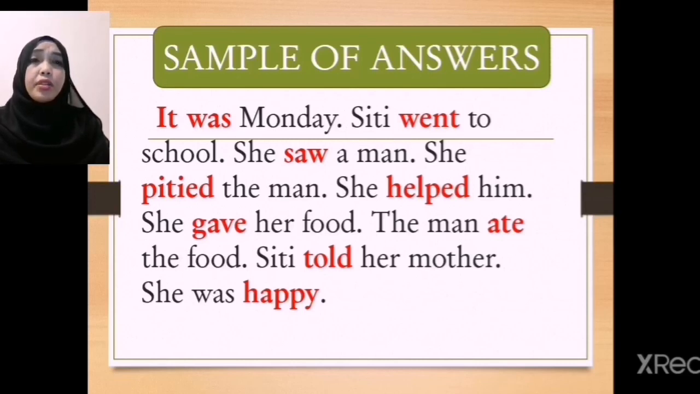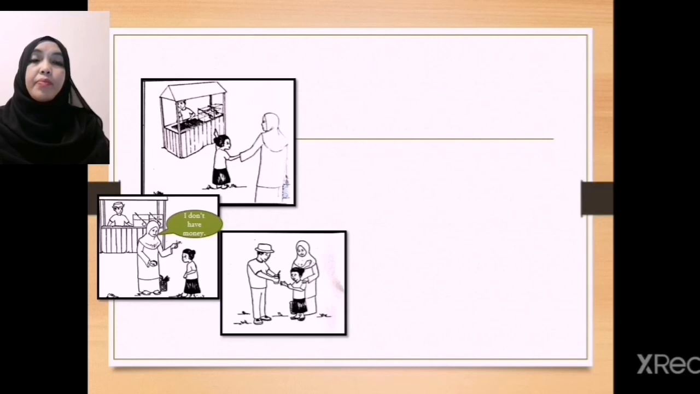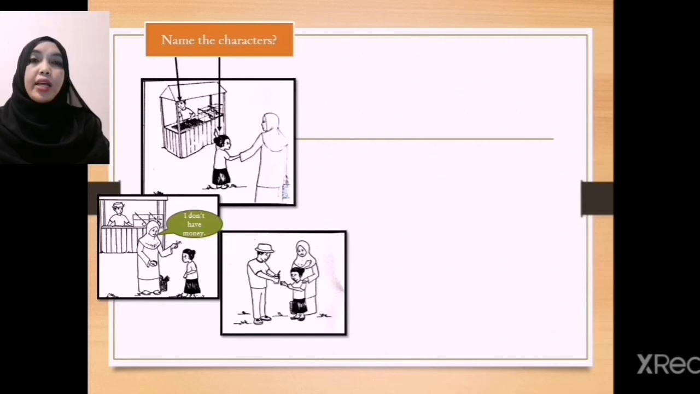All of the red bold words are the words from the magic words. It was, went, saw, pitied, helped, gave, ate, told, happy. Is it easy? Only simple sentences, and you can write many sentences using magic words. Now, look at the second pictures. There are three series of pictures. You need to name the characters first.